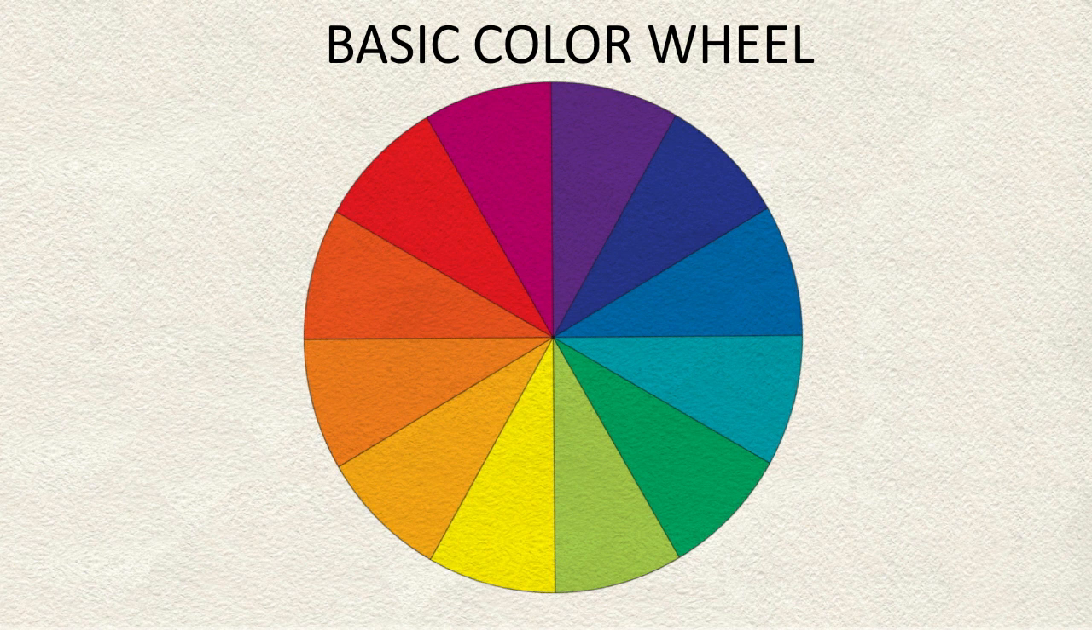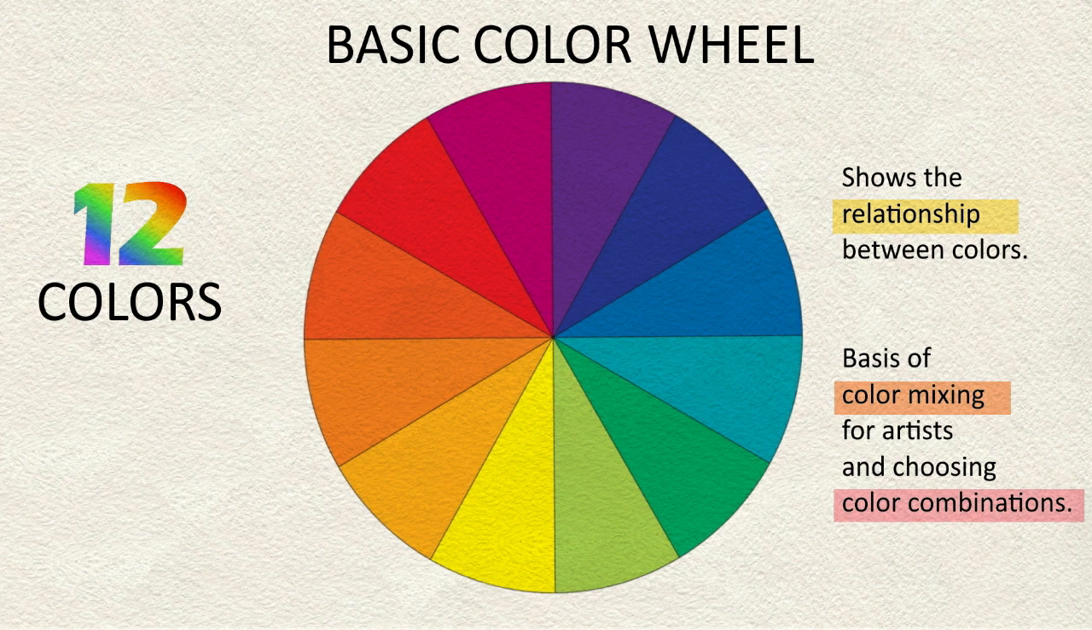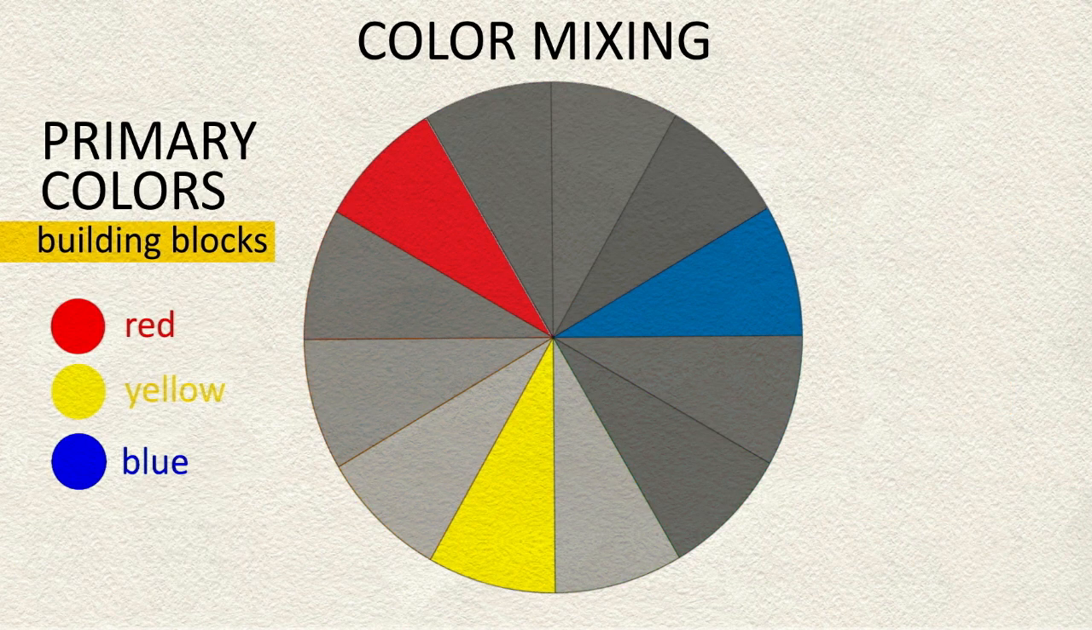Our color wheel has 12 colors. It shows us the relationship between colors and is the basis for color mixing and choosing color combinations. To build a color wheel, we start with 3 primary colors, red, yellow, and blue. These primary colors are the building blocks for mixing all the other colors.